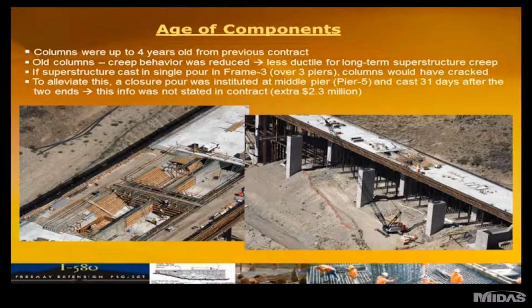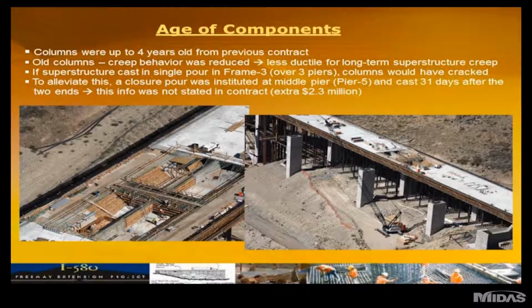And so to alleviate this, the DOT had to instruct the contractor to institute a closure pour over the middle pier, as you can see in both slides here. Obviously, that wasn't analyzed prior to letting the contract, so it cost a little over $2 million in extra fees. So with essentially a proper analysis beforehand, some of this money or most of it could have been saved, possibly.